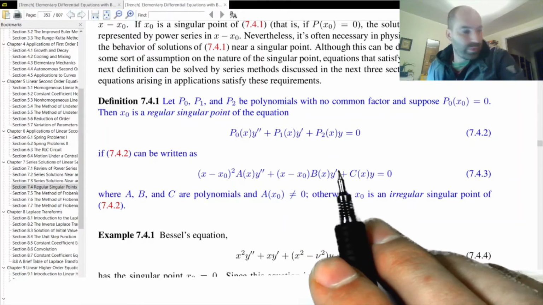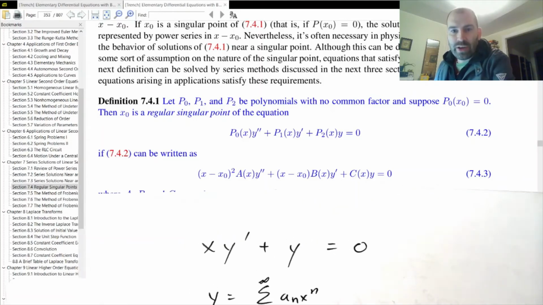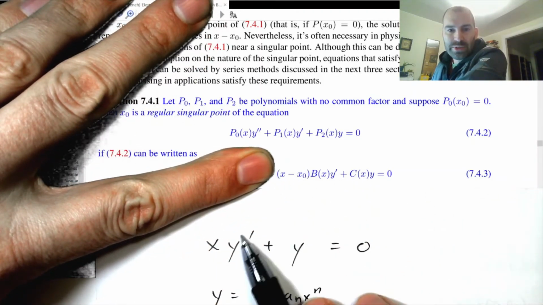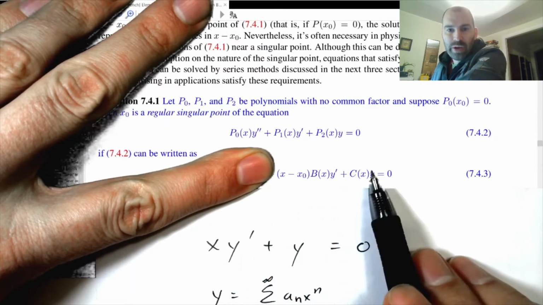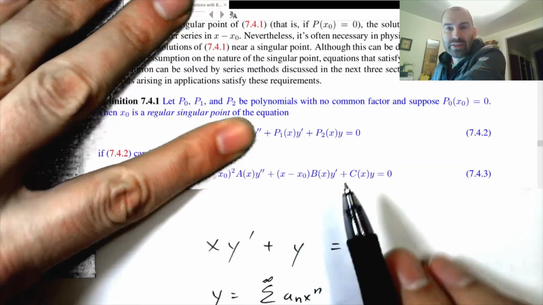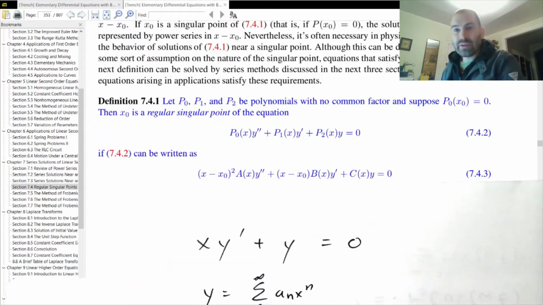Okay. Our polynomials are very simple. If I wanted this to look like this, I would just take x0 to be 0, right? B to be 1, and c to be 1. And it certainly does look like this. And that makes 0 a regular singular point. Okay.